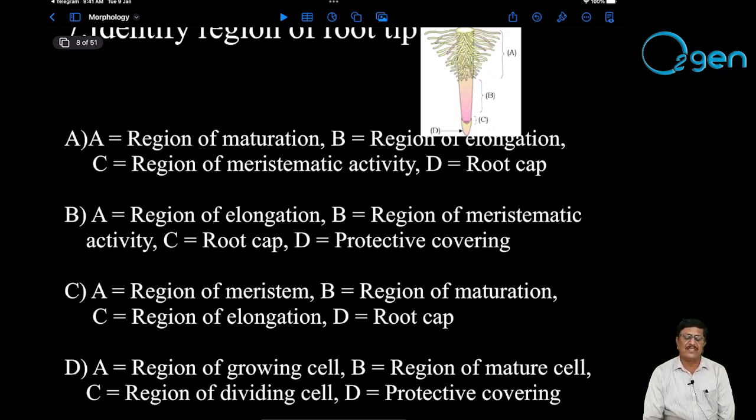And lastly, the alphabet D is the root tip, which is covered by the root cap. So here for question 7, option A is correct. The maturation region is the best region for the study of the anatomy of the root. If you take a section of the root, the anatomy of the root can be studied from the part above the A level. So that is the maturation region.